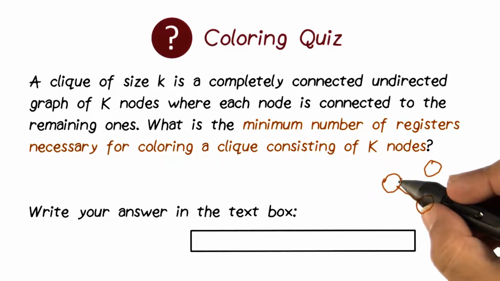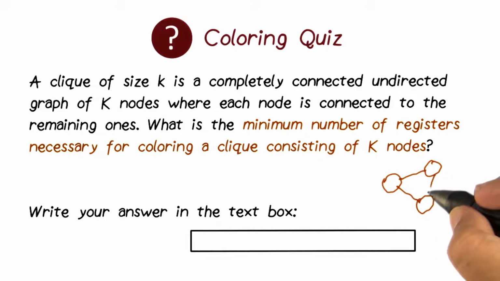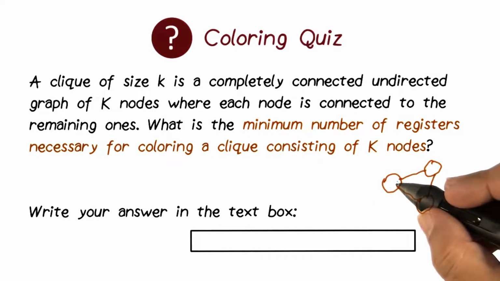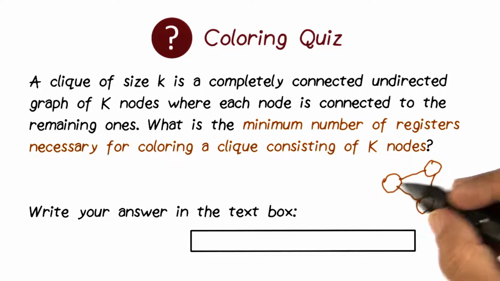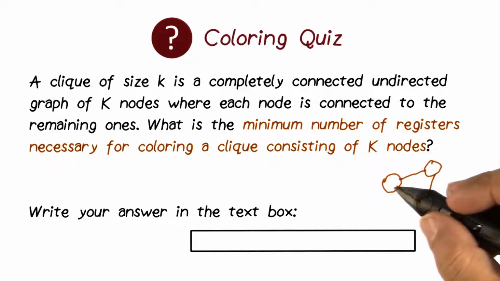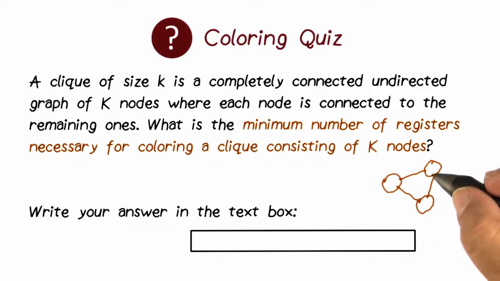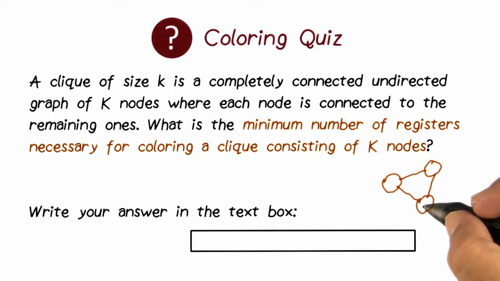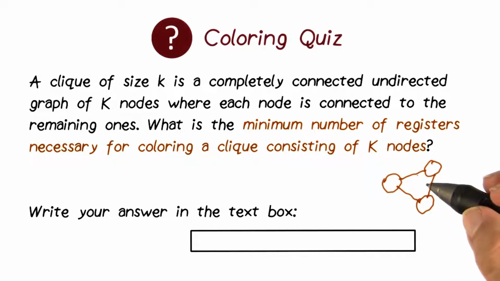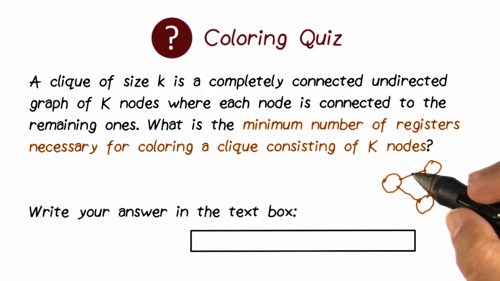This is my clique of size 3: 1, 2, and 3 nodes, because you can see that each node is connected with the other two. For example, this node is connected to these two, this node is connected to the other two, and similarly the last node is connected to these two. So this is a clique of size 3. The question is, how many colors are necessary here? Minimum number. Please go ahead and mark your answers now.